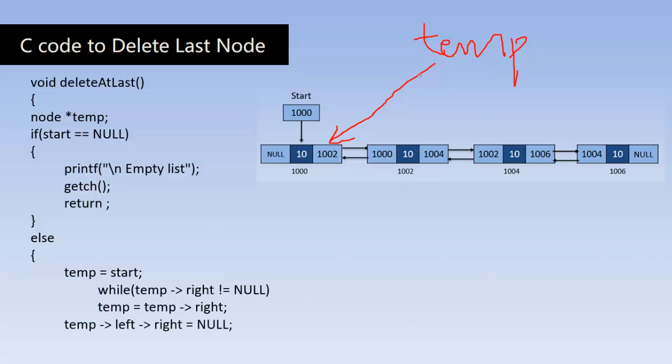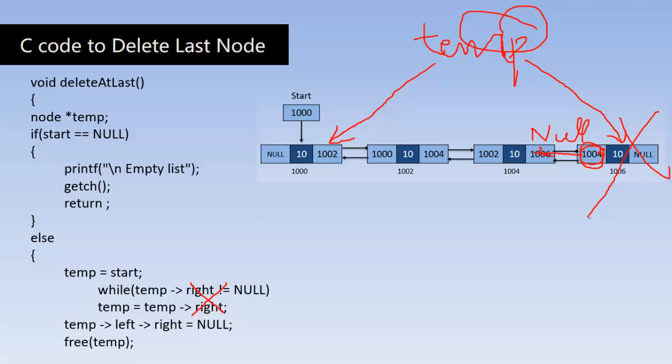Until temp right reaches null, I'll iterate, every time making temp point to the next node. Whenever it reaches null, I mean the last node, this condition fails and you will come out of the loop. When you come out of the loop, I will store null in temp arrow left arrow right. This thing is temp arrow left, and arrow right means this part. So I will store null here, so this will be null, and I will simply free the temp. If I free the temp, the last node will be deleted.